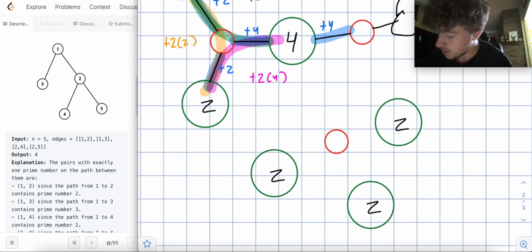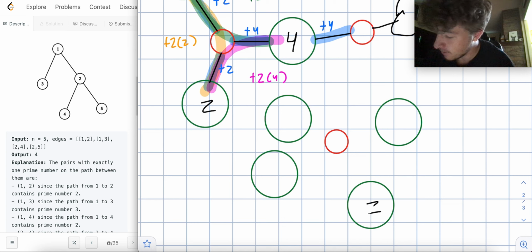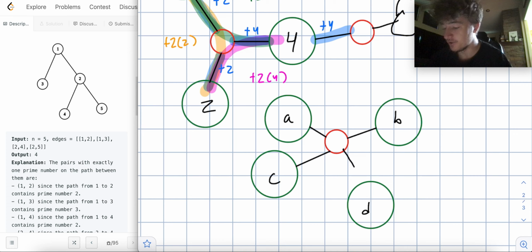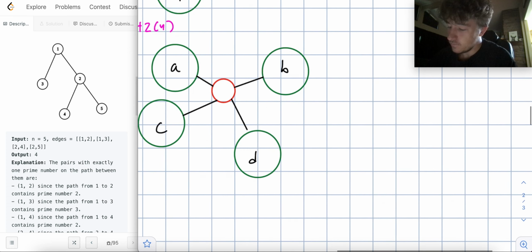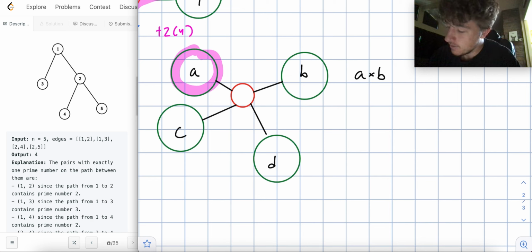All right. So let's just say this was the case here, and these all had generic values like, I don't know, lowercase a, b, c, and d. And all these systems were connected to this prime. So what are all the solutions that you can do here? Well, I could take a and multiply it with b, and that would specify this path.